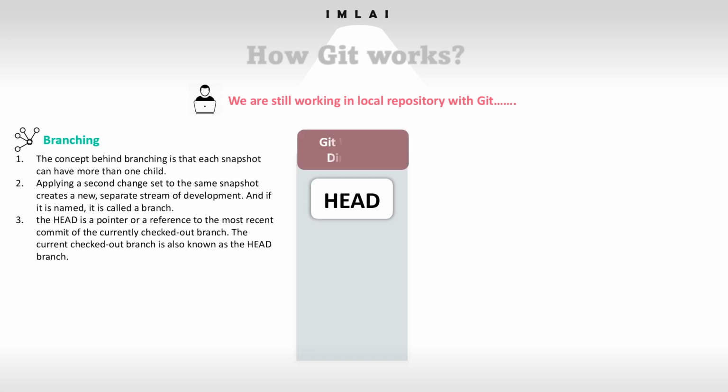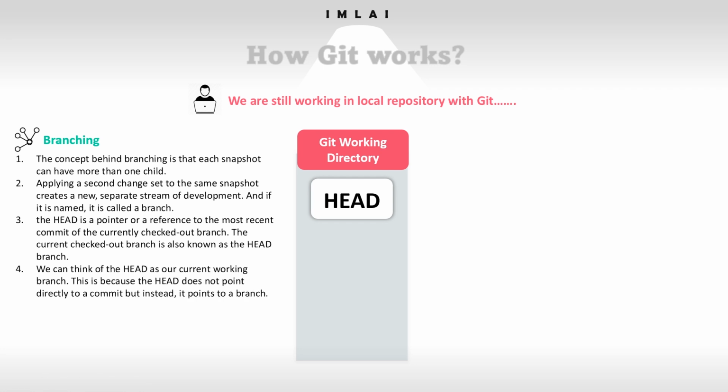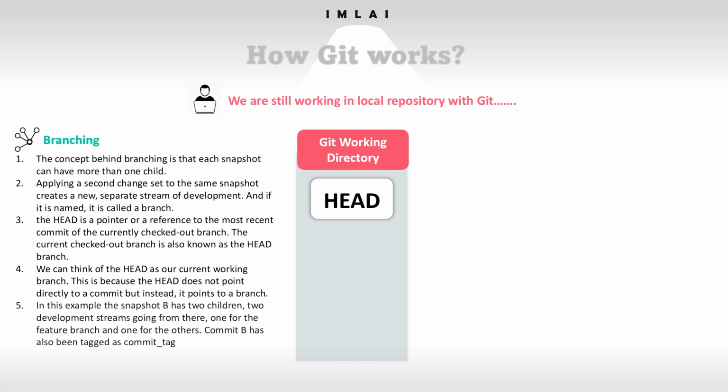As we discussed, in the Git working directory, you'll find this HEAD. I have shown you that. And as discussed, the HEAD is a reference to the last commit of our current branch. It is the last committed state of our project. So now let's take one example. We can think of HEAD as our current working branch. Simply to make it simple, HEAD as a current working branch.